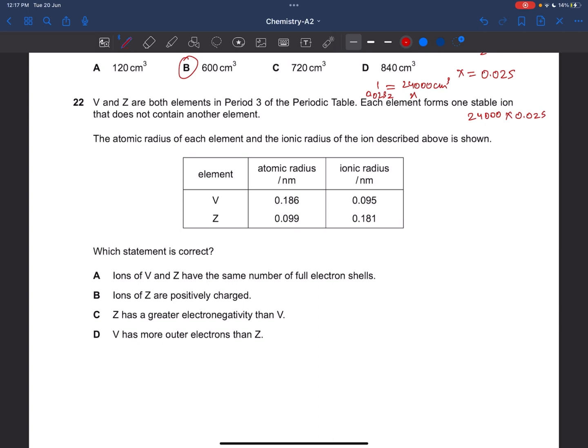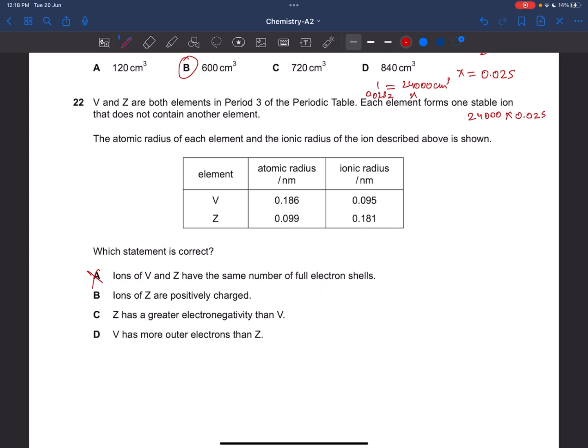Ions of V and Z have the same number of electron shells. That's absolutely wrong, because if you notice here, let me show you. The atomic radius is smaller than the ionic radius, right? The ionic radius is larger, which means there are more electrons. This is an anion having a negative charge. However, here the atomic radius is greater than the ionic radius, so this has fewer electrons, which means a positive charge. So one of them is a cation and one of them is an anion. That is why A is completely wrong.